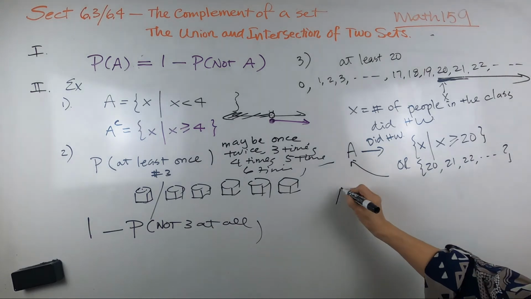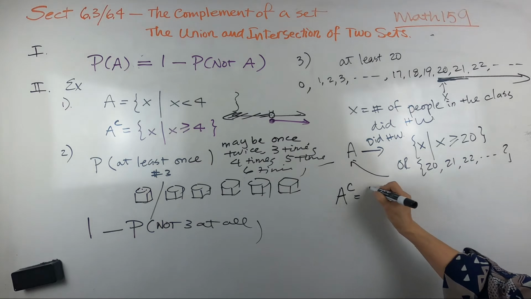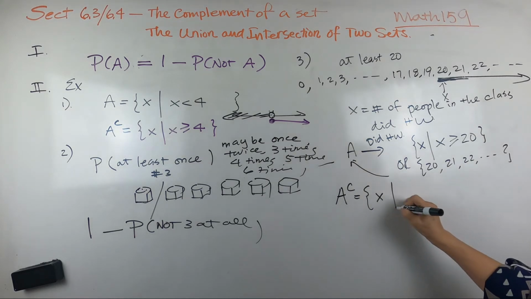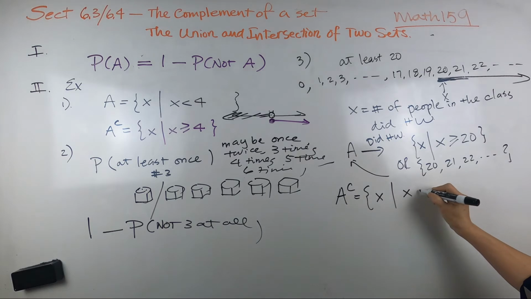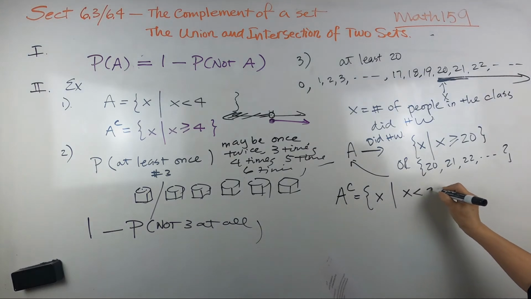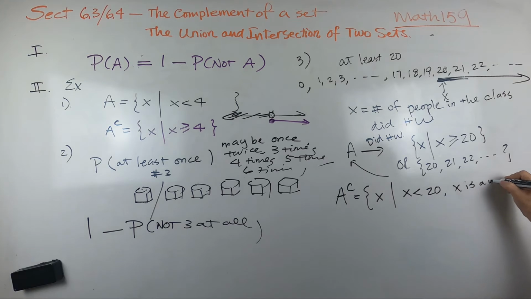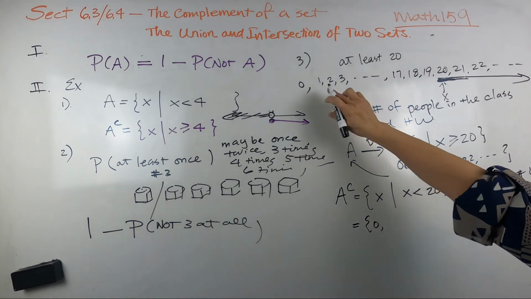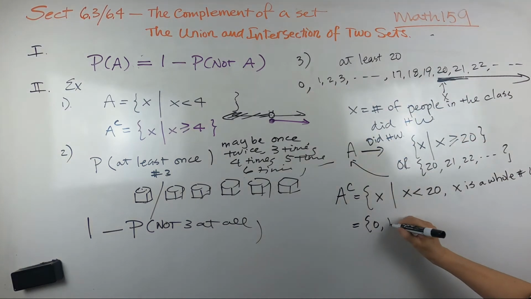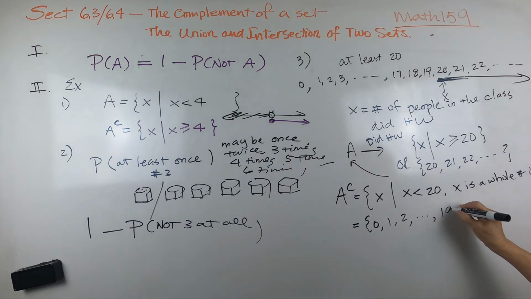What is the complement? Complement AC. Then how do we show X? X is not bigger than or equal to 20, so it is less than 20, and X is a whole number. Or you can show it as 0 all the way to 19: 0, 1, 2, all the way to 19.